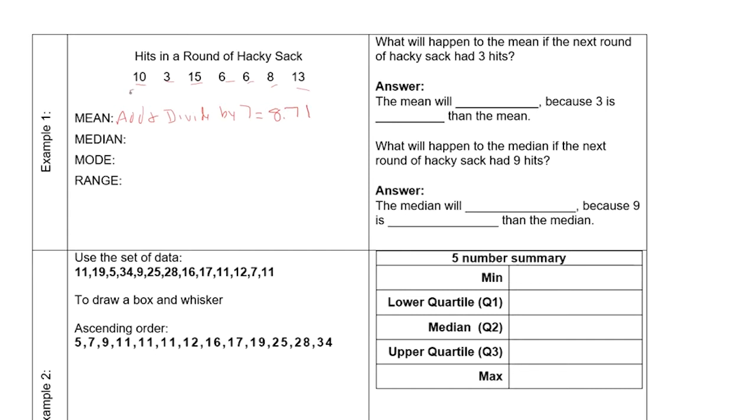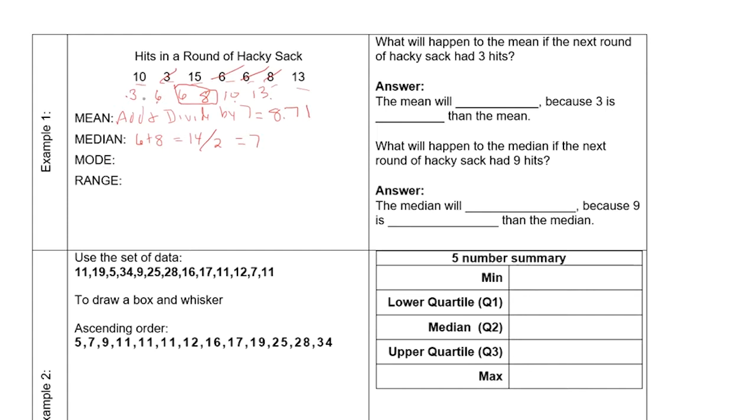Our median, so we need to order these from least to greatest, from smallest to largest. So our smallest is 3, and then we have 2 6s, and then we have an 8, a 10, and then a 13. So we find the number in the middle. We have 2 numbers in the middle, so we're going to add those together. 6 plus 8 equals 14. And then we're going to divide by 2, which is 7. So now our median is 7.